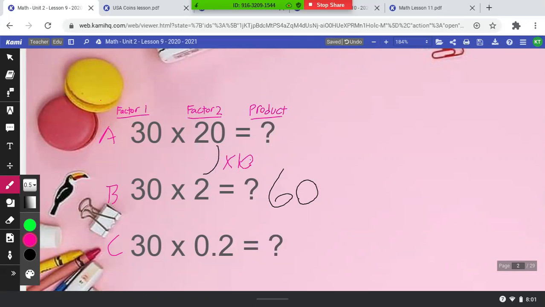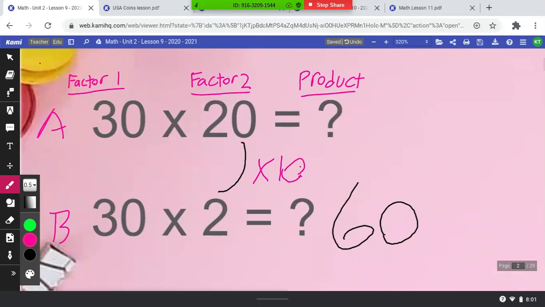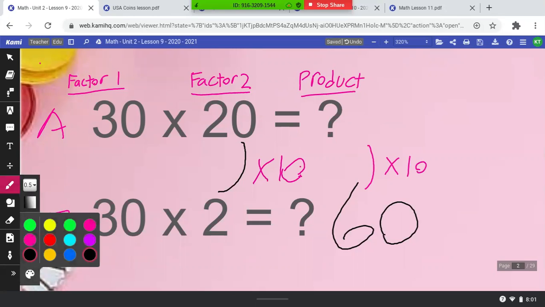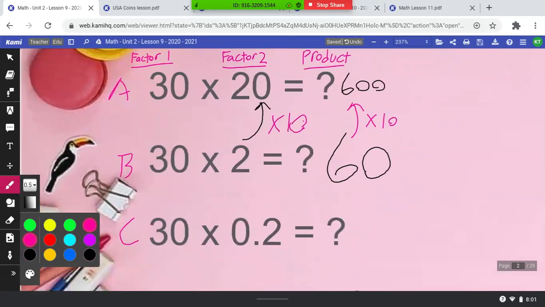So in B, we start off with 2. And from 2 to 20, we multiply by 10. So my product should do the same thing. 60, I'm going to multiply it by 10. And our product is going to be 600.